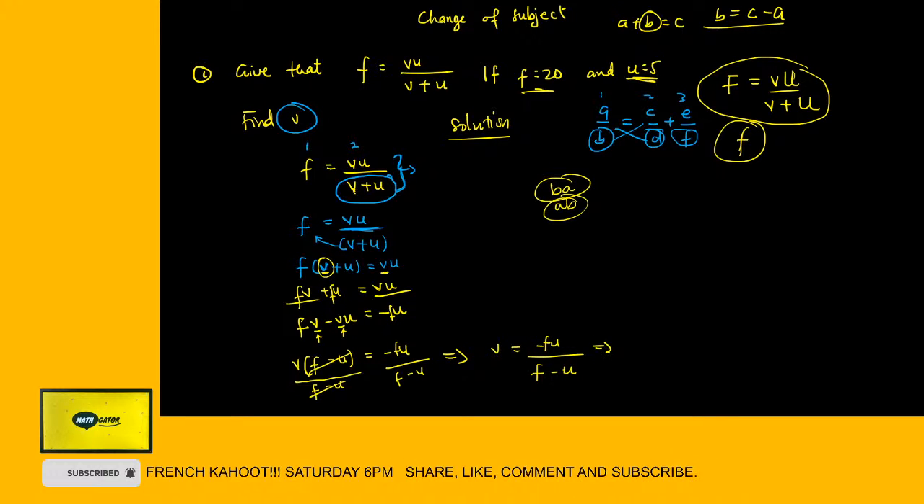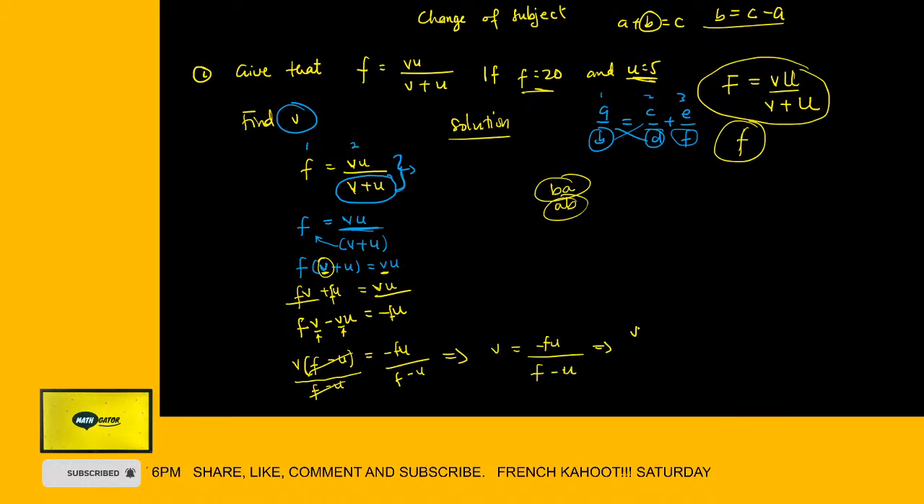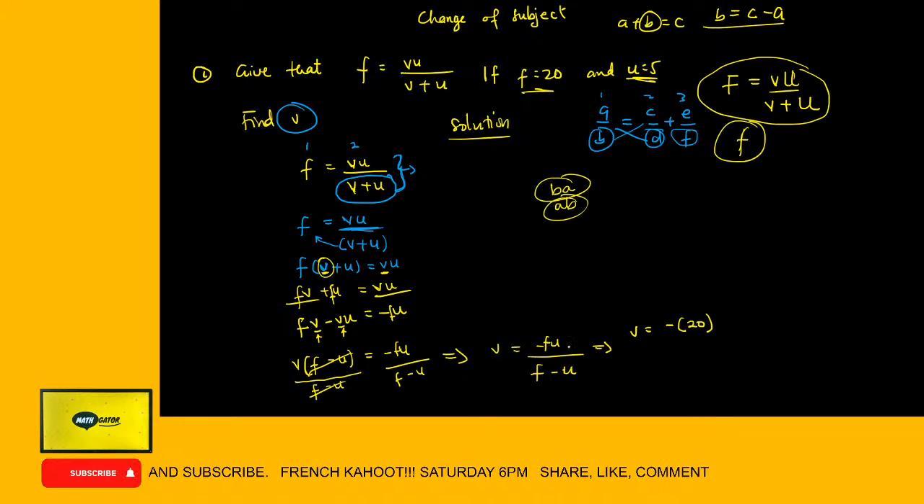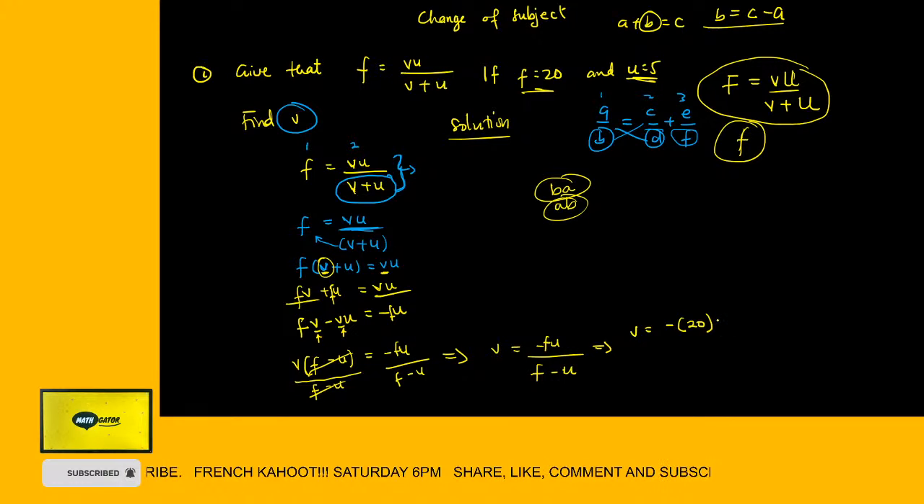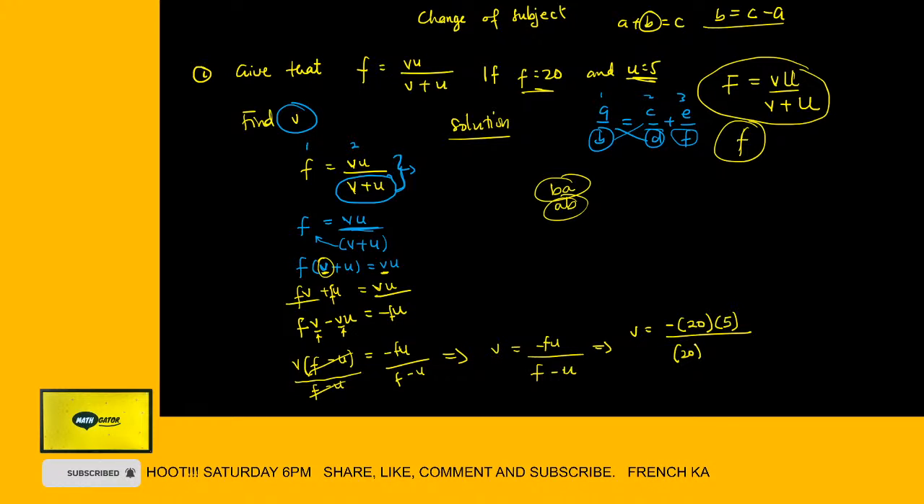So now we have some form of substitution. Wherever we see f, we are going to fix 20. Wherever we see u, we are going to fix what? 5. So it becomes v equal negative into bracket 20. Please put them in brackets because it's multiplication between the f and the u. So negative into bracket 20 and then into bracket 5, and then we have all over into bracket 20 minus into bracket 5.